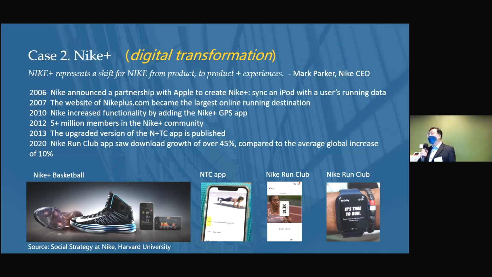And you would never think that this kind of company can do digital transformation. Actually, I think this company is very successful. They started the digital transformation at a relatively early time. In 2006, Nike announced a partnership with Apple. They tried to create what is called Nike Plus, and they tried to synchronize the iPod with the users' running data. Today you feel that it's quite common, right? But think about more than 10 years ago. At that time, this was really new, right? So they started quite early, a very smart move.